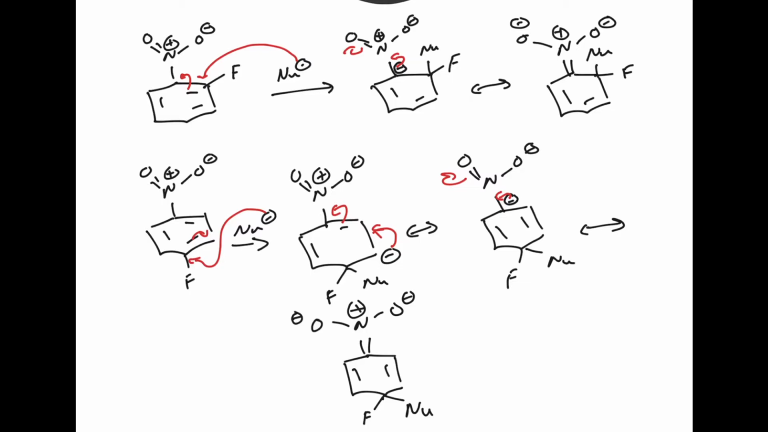When the electron withdrawing group and the halide are meta to one another, you end up skipping over the carbon that has the electron withdrawing group with your negative charge.